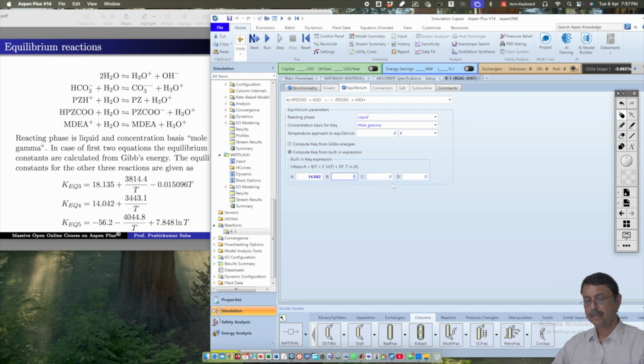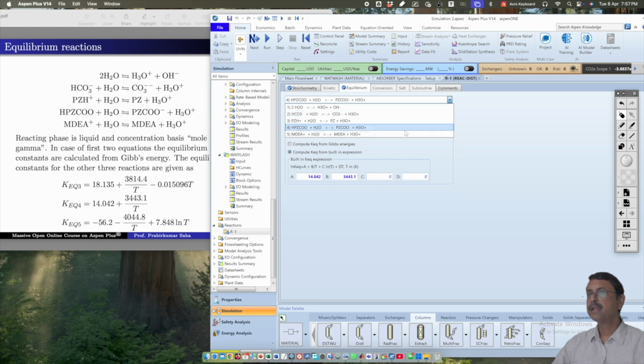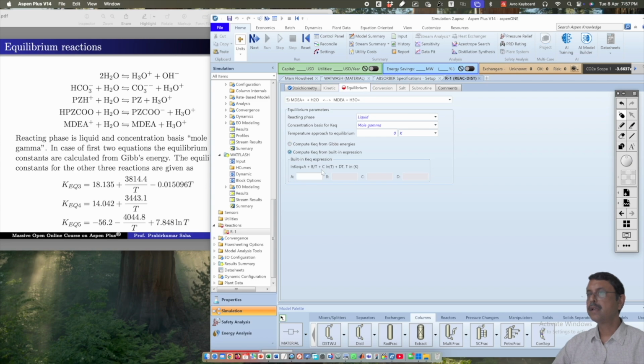This one is 3443.1, and there will be nothing else. The fifth reaction, it will be minus 56.2. This one is minus 4044.8. There we have ln with a coefficient of 7.848, and there is no D. Okay, so all the equilibrium equations have been set.